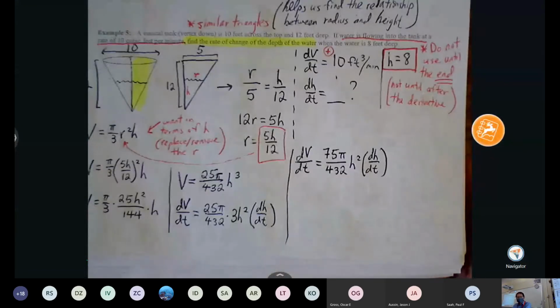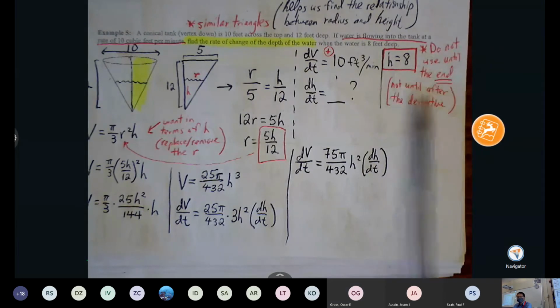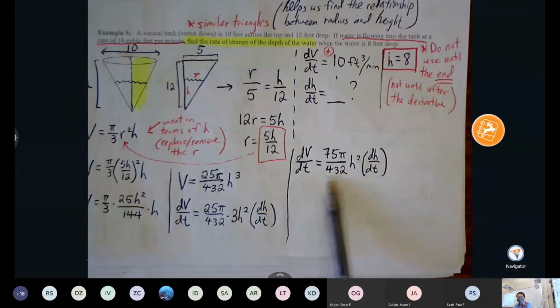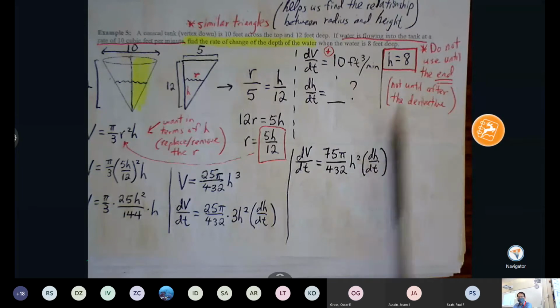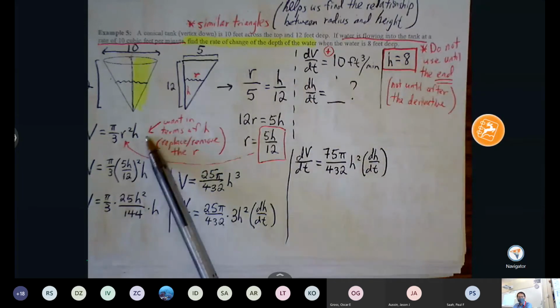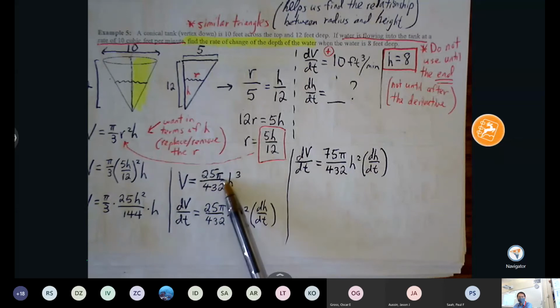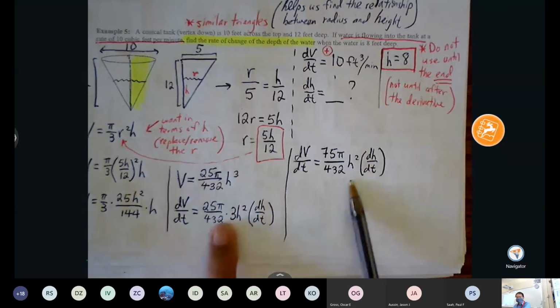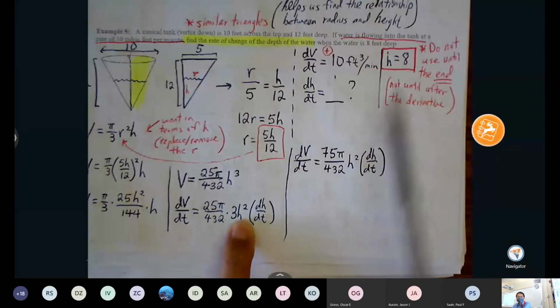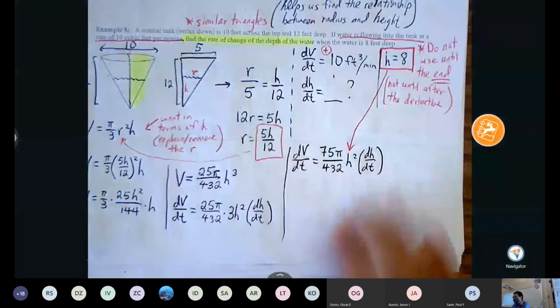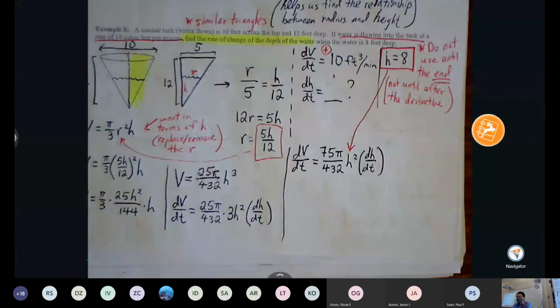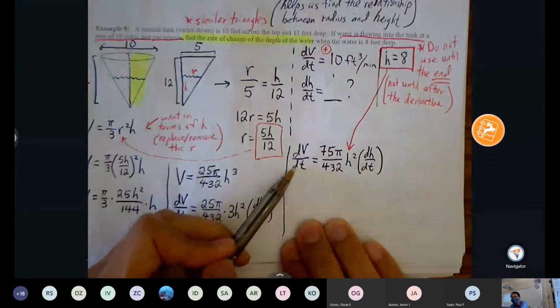We found the derivative. Now we can use what? Yeah, now we can use that 8, right? I said don't touch this until the end. Now we're at the end. Now we can use that 8. So 8 doesn't go here, it doesn't go here, it doesn't go here. Once that derivative shows up, then you're okay with using that 8 in. All right, and then the 10 can replace dV/dt as well.